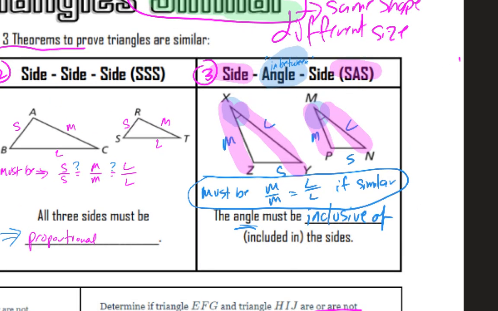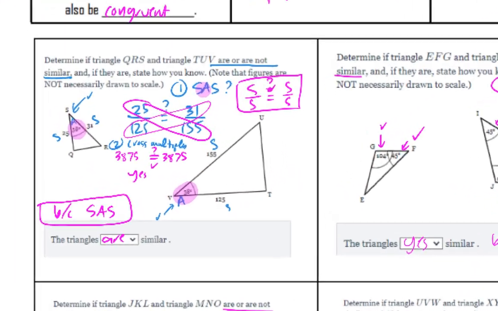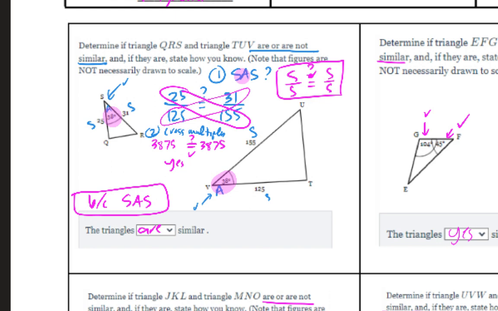So side angle side is when we have the same angle, first off. So the same angle in between, and we know the side leading up to the angle, and the side after. And we're going to see the proportion of those. So they have to be the same proportion for it to be similar. Okay, so those are the only ways that we can prove it. They may look the same, but that's how we can prove it, by either SAS, SSS, or AA. Okay, let's go ahead and look at our next page for our problems.